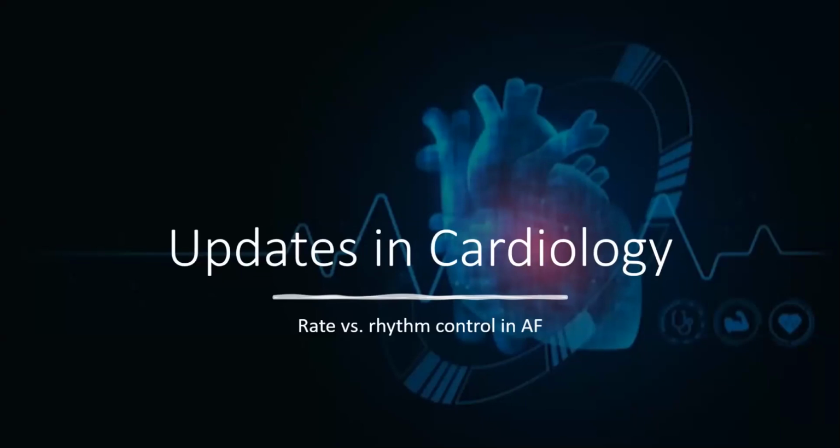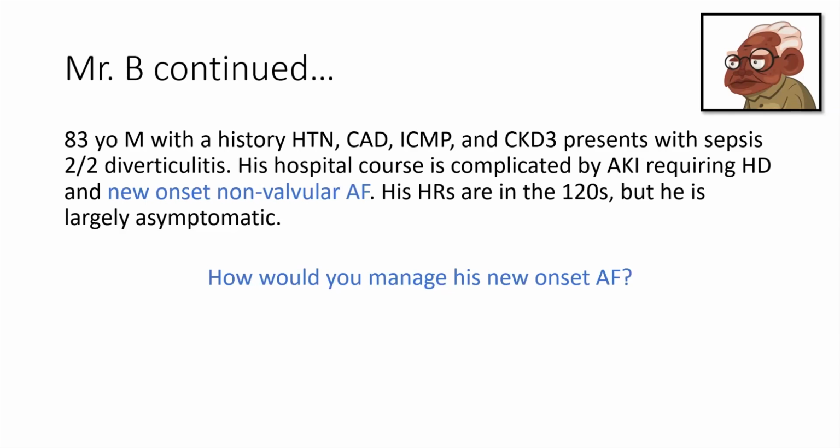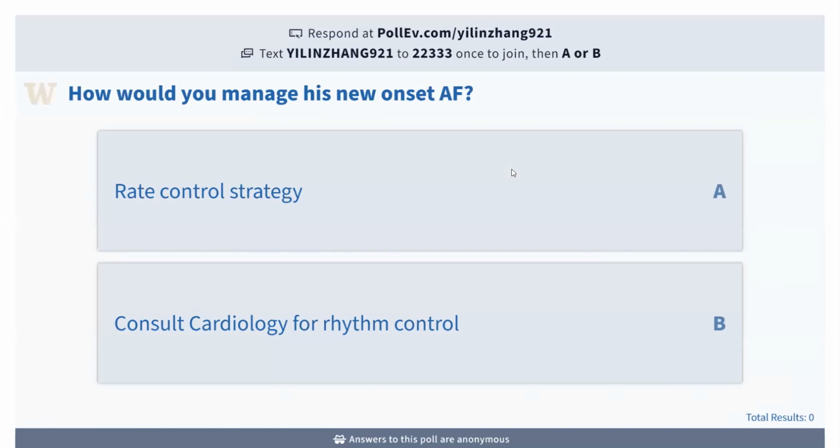Okay, now let's move on to updates in cardiology. And here the theme of the year is rate versus rhythm control. So let's go back to Mr. B. He's coming in with sepsis secondary to diverticulitis. His hospital course was complicated by AKI and a new onset non-valvular AFib. His heart rates are in the 120s, but he's largely asymptomatic. How would you manage his new onset AFib? Would you pursue a rate control strategy or consult cardiology for rhythm control?